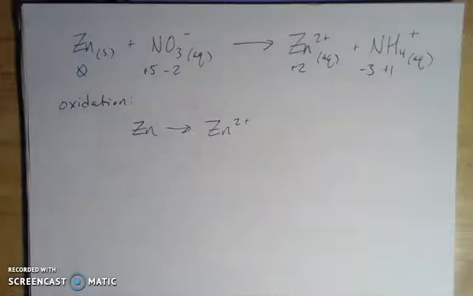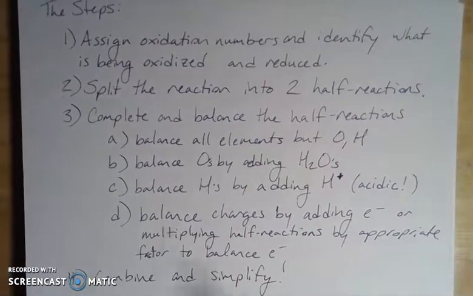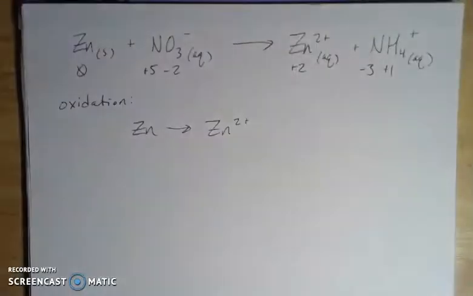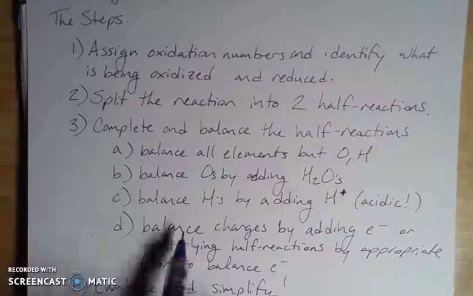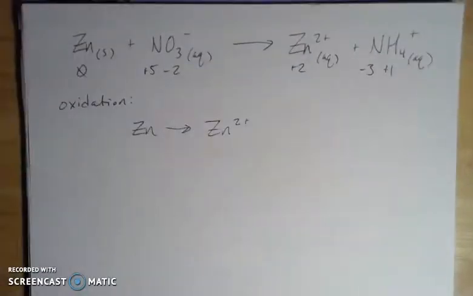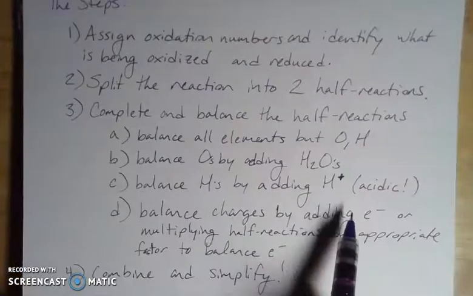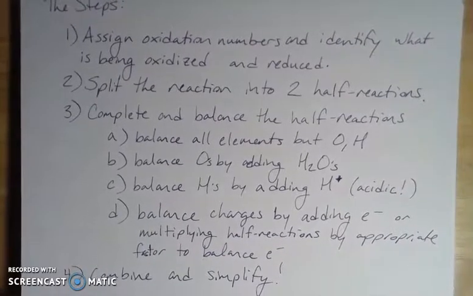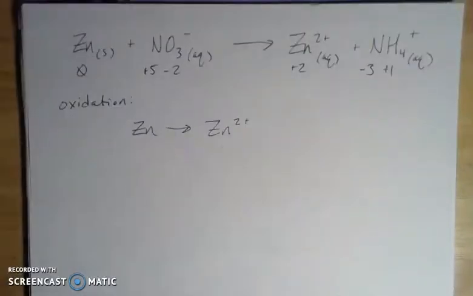When we're completing and balancing the half reaction, going back to our steps, it says we need to balance all the elements but oxygen and hydrogen. There's no oxygen and hydrogen here, and I have 1 zinc on either side. So far, so good. Now I go to my next step, which is to balance any oxygens by adding waters. Again, no oxygens, so no waters need to be added. The third step is to balance any hydrogens by adding H+. It's in an acidic environment after all, so we can add as much H+ as we want. It's hanging out in solution, but we don't need to do that in this case because there's no hydrogens.